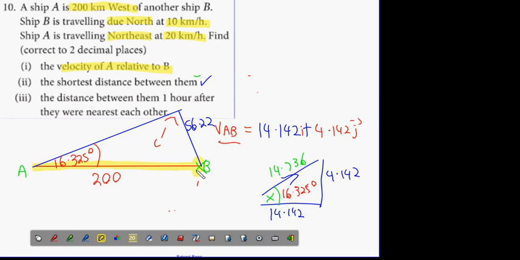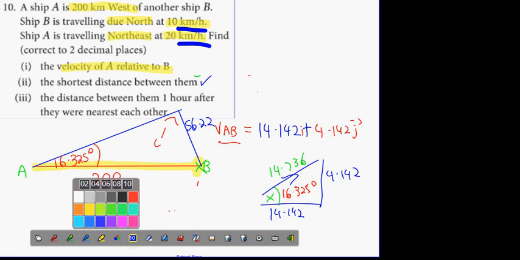If you look at our timing is in kilometers per hour. So we're going to travel relative to each other, the distance between them 1 hour after they were nearest to each other. Okay. 1 hour after they were nearest to each other would mean that this line here continues. We are still traveling.